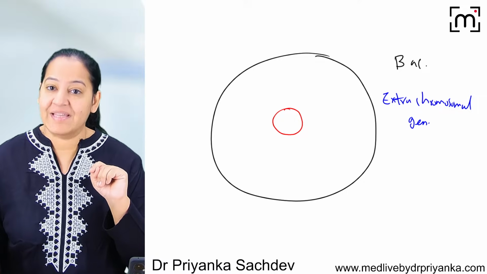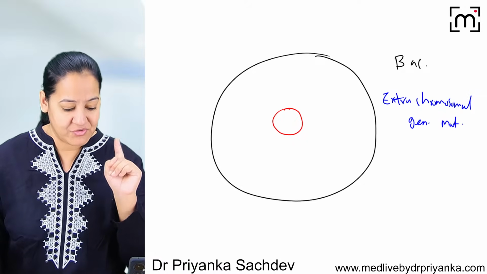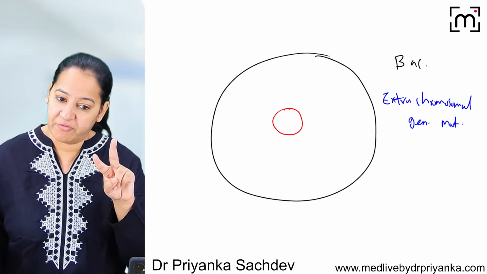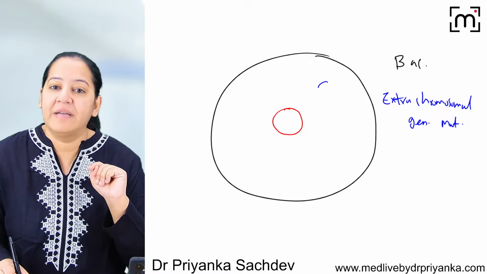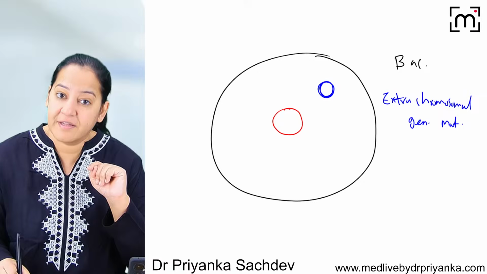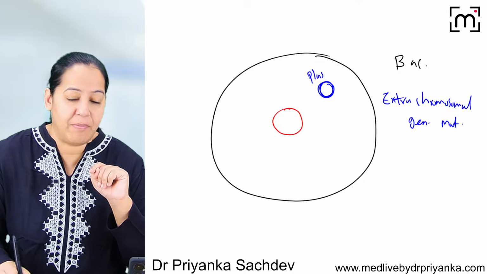So yes, the bacteria have extra chromosomal genetic material in the form of two things. Number one, sometimes double-stranded DNA is present in the cytoplasm. It's not a chromosome. This structure is known as a plasmid.